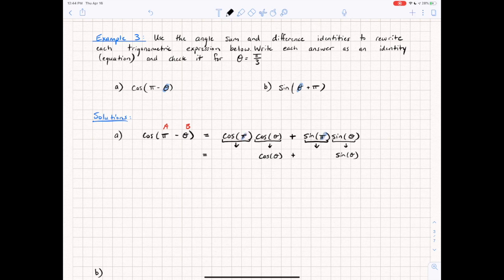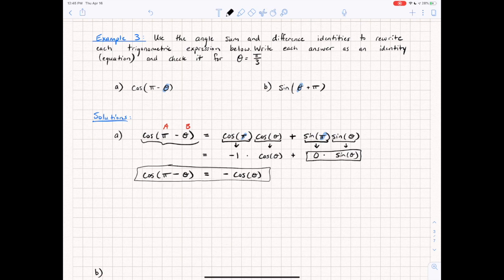So if I go to pi, cosine of that would be -1. Sine of pi is actually 0. So this entire second term here is just 0. It's gone. So the entire problem boils down to then just negative cosine of my angle, whatever that may be. And so with my left-hand side here, dropping this down, I have this identity that says cosine of pi minus theta, so pi minus any angle, it's always going to be equal to negative cosine of that angle.